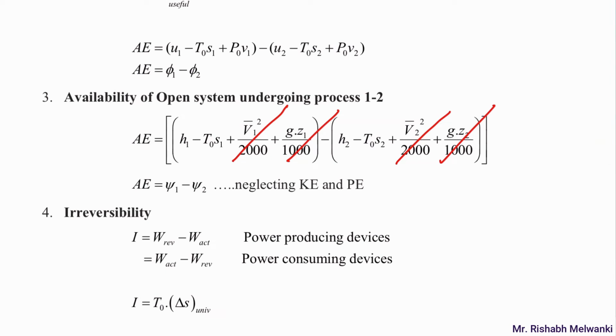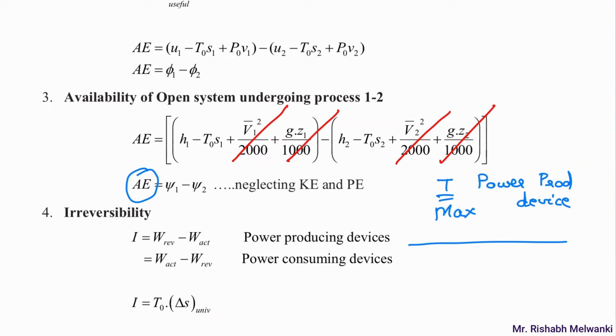See, I'll tell you. Now you have asked me a question, this available energy, psi1 minus psi2. If you are considering this device as a turbine, which is a power producing device, in that case whatever available energy I find from here will be maximum, because from a power producing device, ideally we should get maximum work. So this available energy will be maximum.